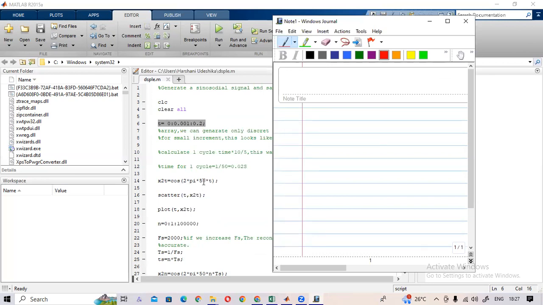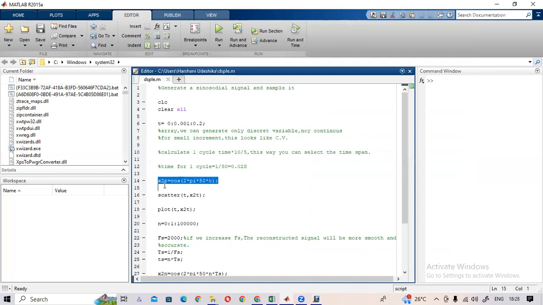x(t) is equal to cos(2π·50·t). So the amplitude is 1 here, and the frequency is 50 hertz. This is a time domain signal. So you first set some values for time, from 0 to 0.2. When you are selecting this time range, you need to be careful.